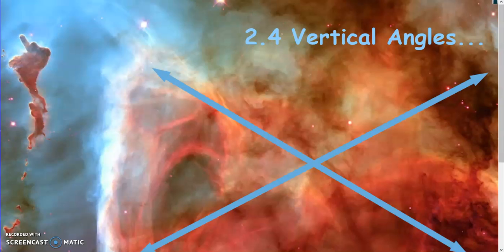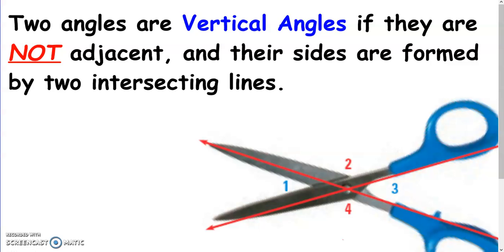Welcome to section 2.4, vertical angles and linear pairs. Two angles are vertical angles if they are not adjacent, so that means not next to each other, and their sides are formed by two intersecting lines. So these have to be lines, and then they're the non-adjacent angles.